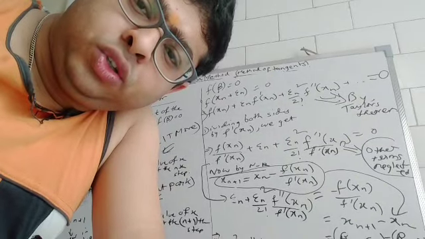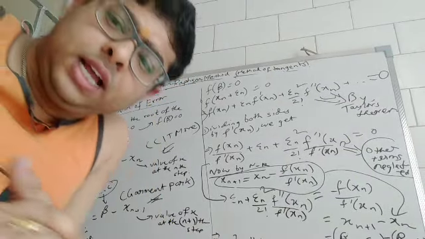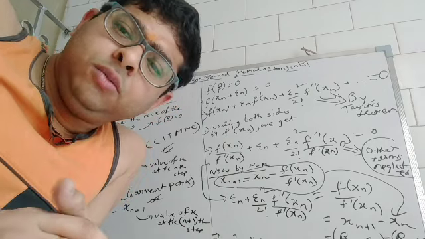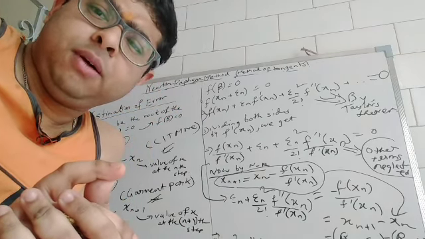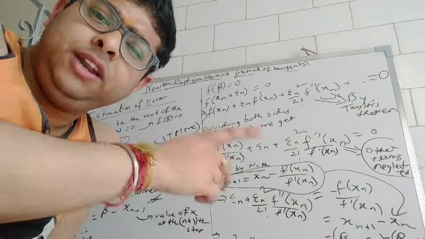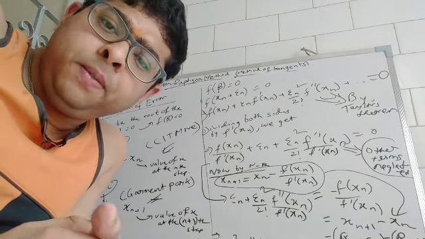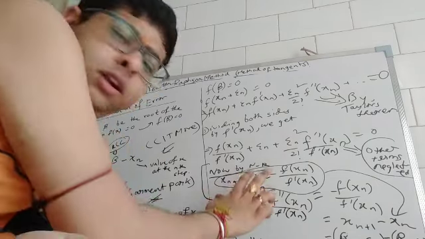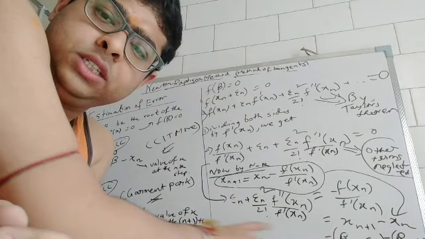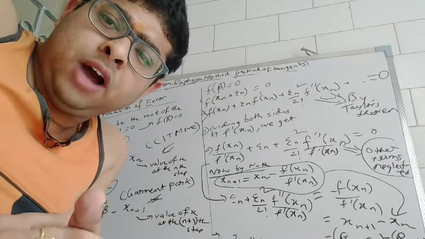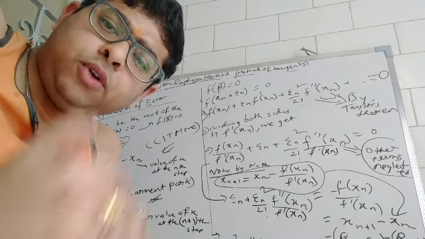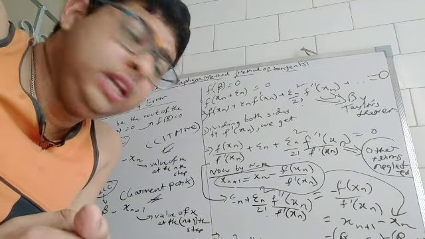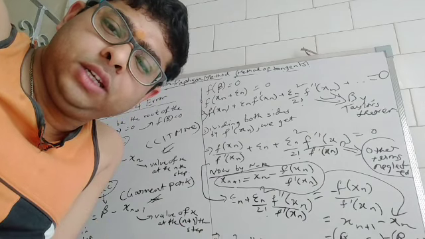In the next class we will be learning more methods. For the Newton-Raphson method, you need to solve the numerical problems and the derivations which I have done. This formula and this error, you need to know: how the error is propagating if I proceed from one step to another in the Newton-Raphson method.